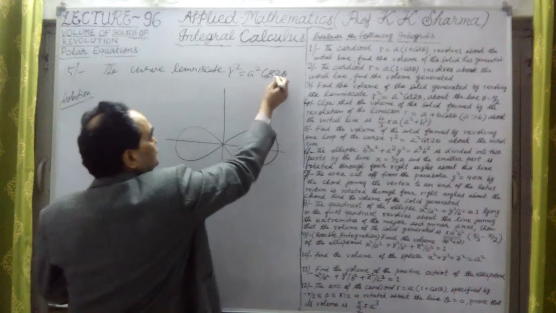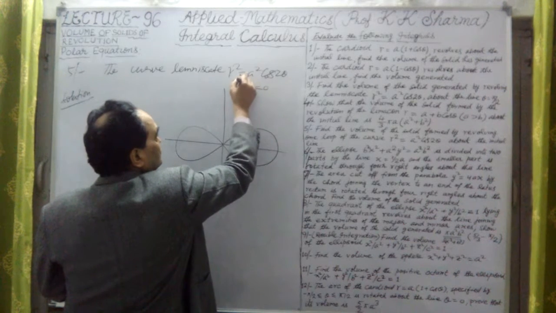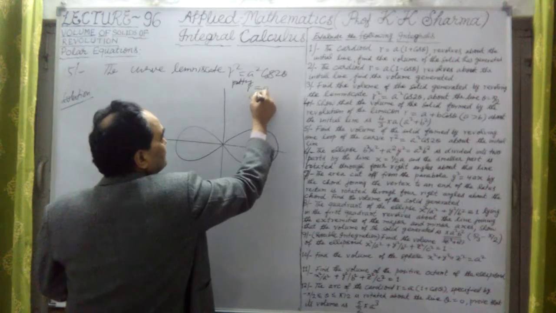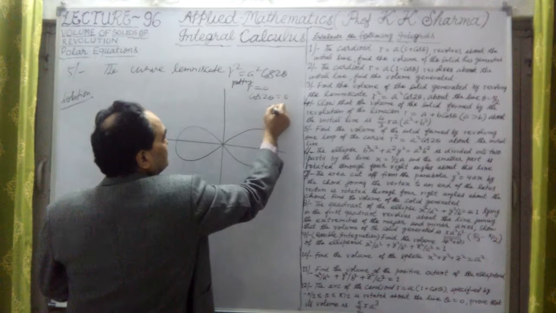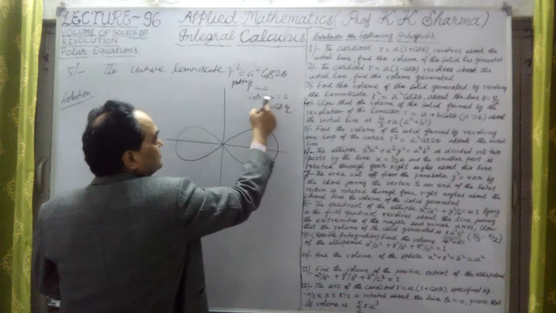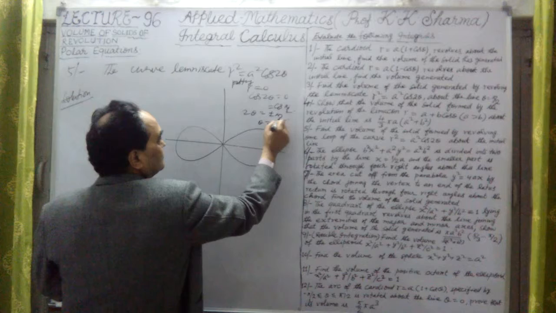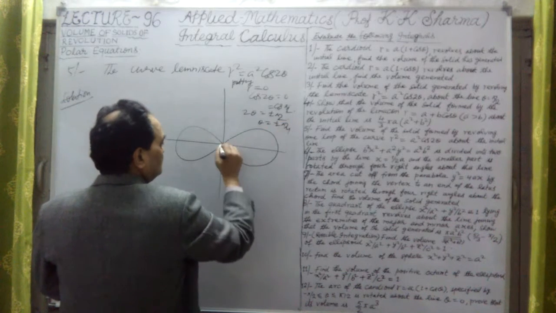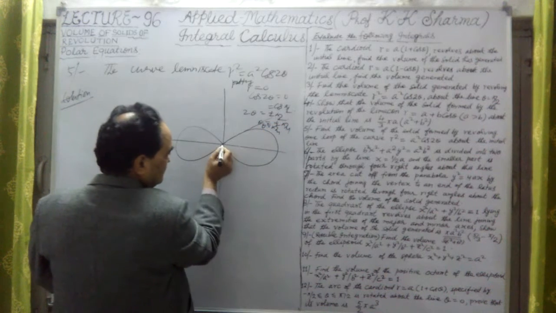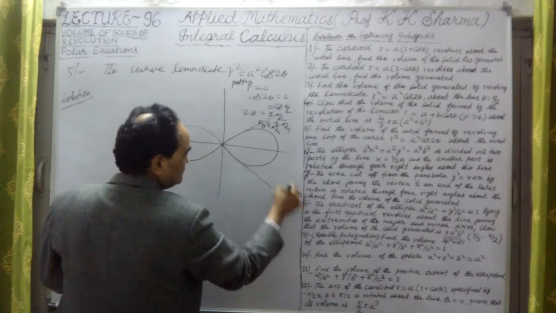Why? So if I put r equal to 0, we get cos 2 theta equal to 0. That means cos pi by 2, plus minus pi by 2. So it will be 2 theta equal to plus minus pi by 2, or theta equal to plus minus pi by 4. Here it is theta equal to pi by 4, and here it is theta equal to minus pi by 4. This loop is there.